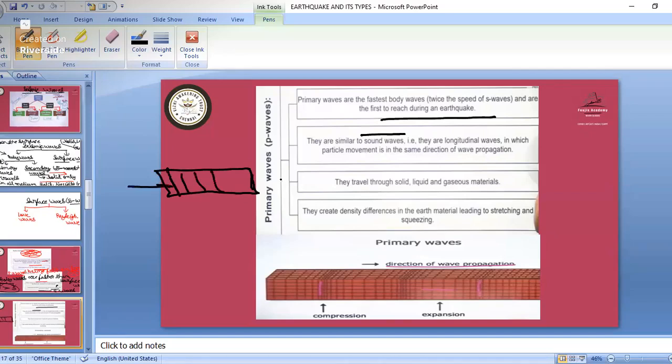Force is applied from this side, so this part will go this side. It will act like a spring. In that case, we'll have contraction and extension, that is, compression and expansion. Those particular waves are known as longitudinal waves. So remember that when we have compression and expansion, there we have longitudinal waves.